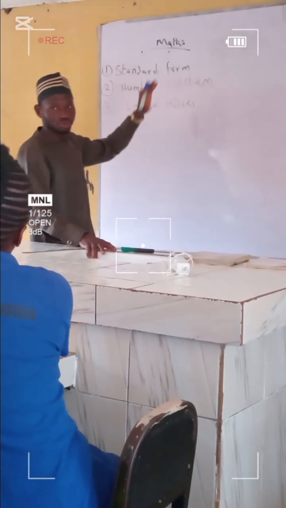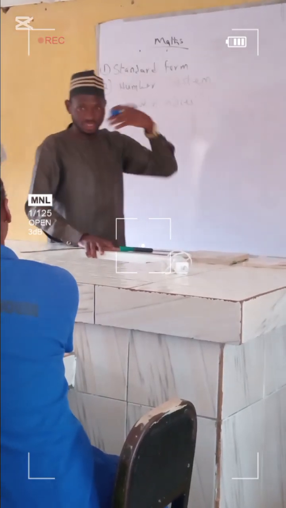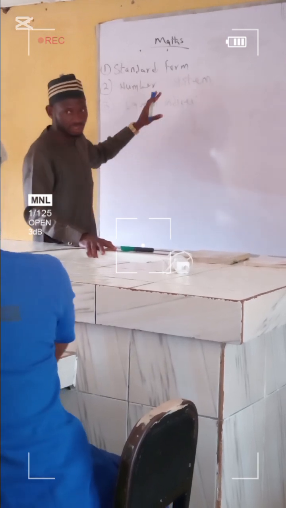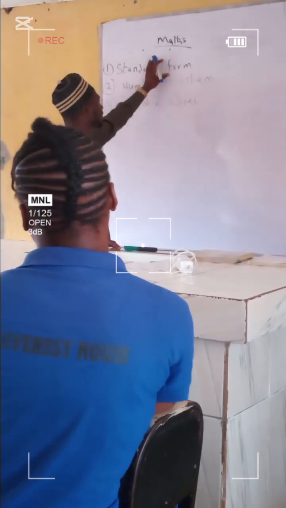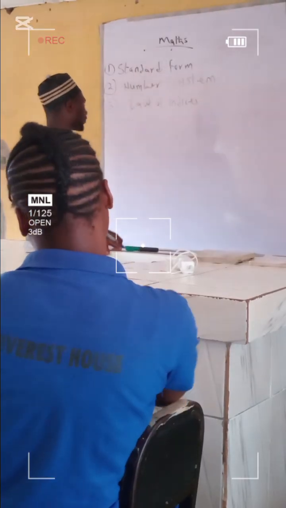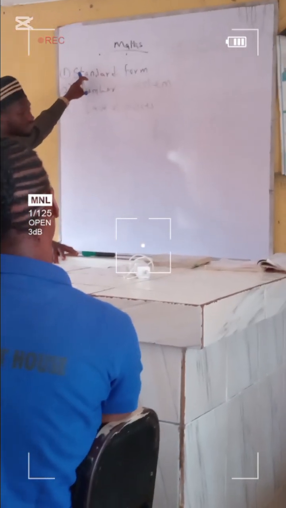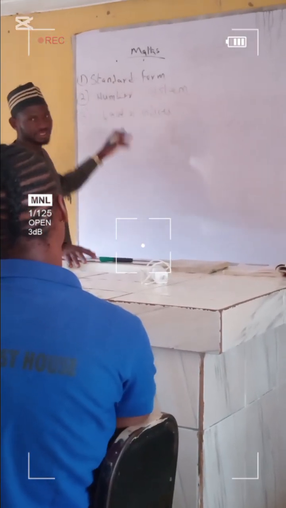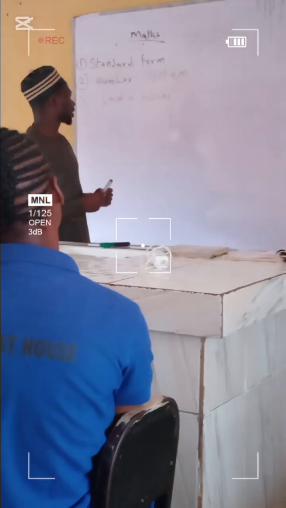When you have a problem with a certain figure, with a certain number, you can be able to transform that number into standard form. If you check some textbooks, you see standard form and law of indices merging together. Then they talk about number system. So let's talk about standard form.